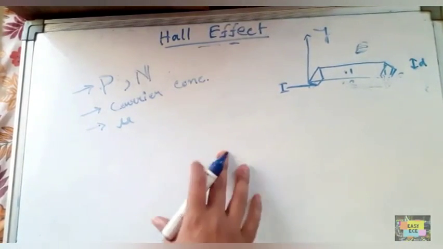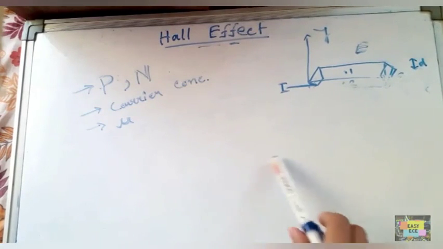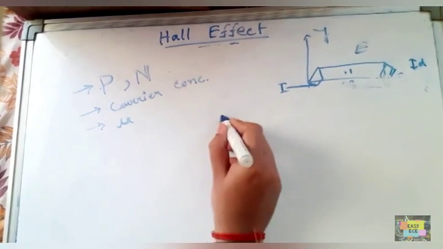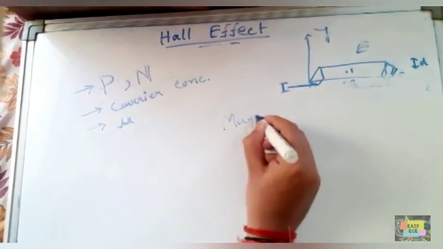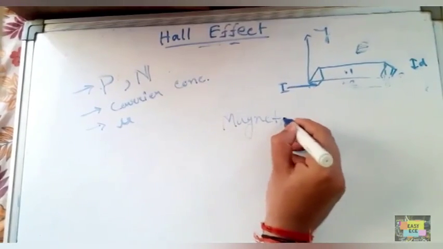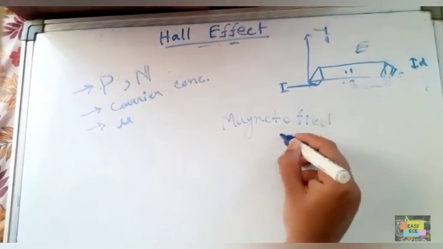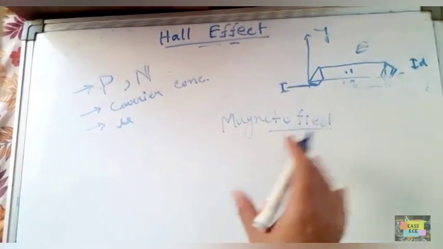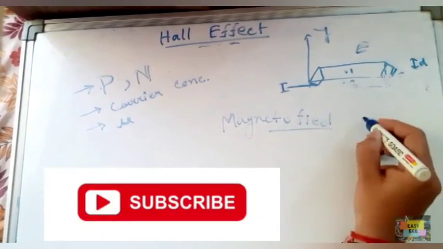Now applications. What are the applications of the Hall effect? The magnetometer is an instrument operating on the principle of the Hall effect. The magnetometer uses the Hall effect to measure the magnetic flux density, that is B.